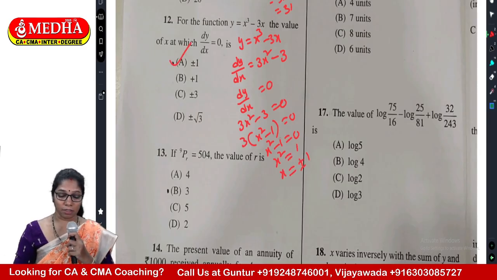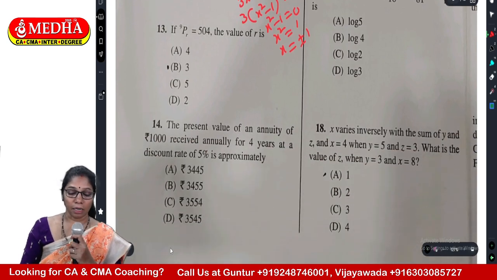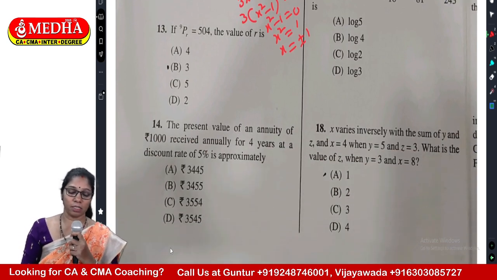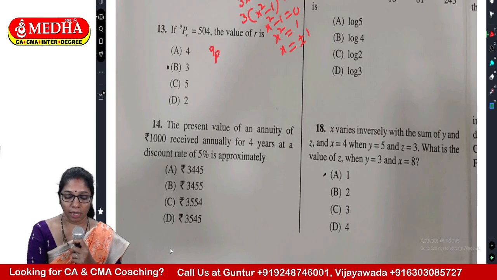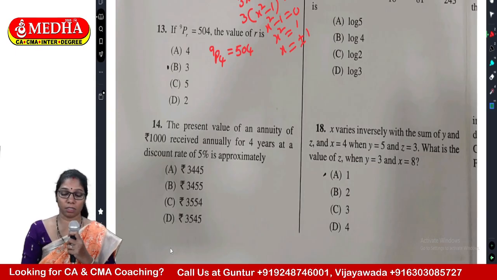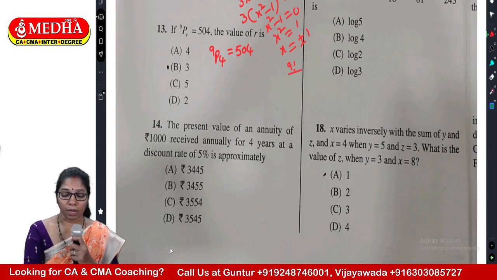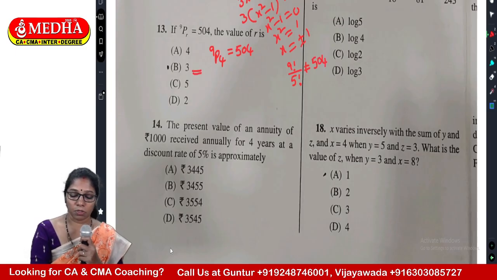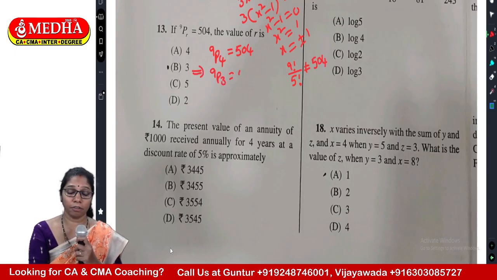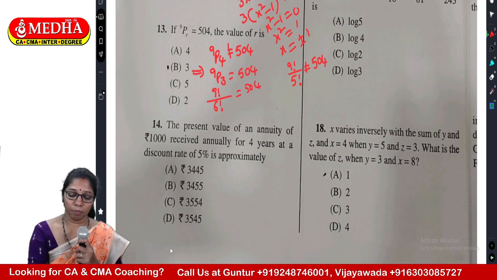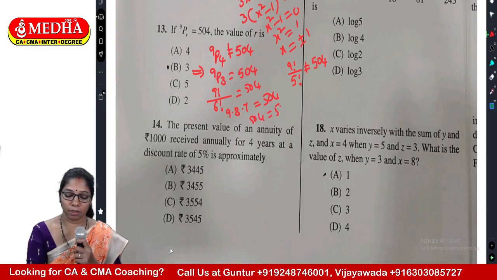Option A. Next question number 13, 9P r is equal to 504, the value of r is asked. We can verify the options. For 9P 4, I took r value as 4. Checking if 9P 4 is 504: 9 factorial by 9 minus 4, that is 5 factorial, which is not equal to 504. Next option B, 9P 3 is equal to 504. 9P 3 is nothing but 9 factorial by 9 minus 3, that is 6 factorial. This is 9 into 8 into 7, 504 is equal to 504.